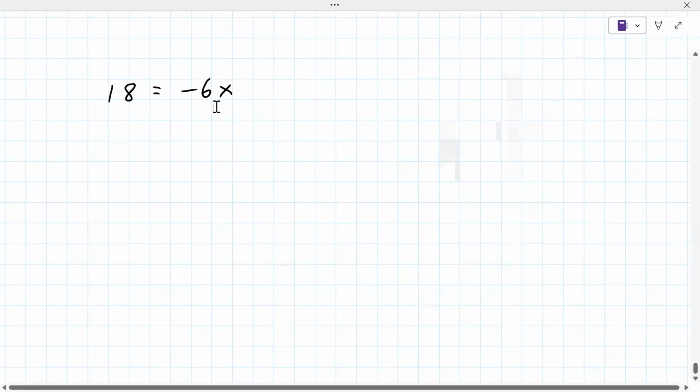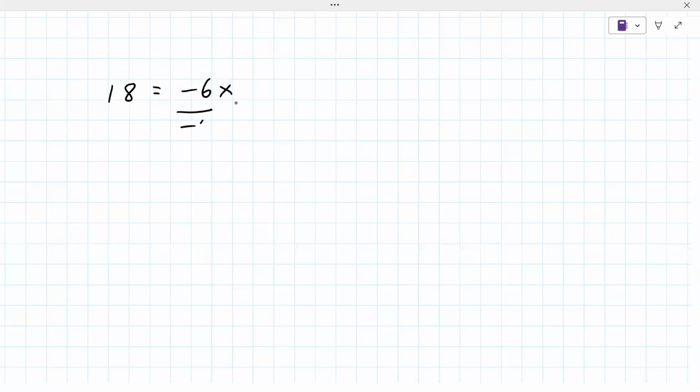So you could also switch sides. Like it could be 18 equals -6x. You look at the side with the variable. The -6 is multiplying x. You undo that with division. What is 18 divided by -6? What does that become? -3. Yeah, so x equals -3.